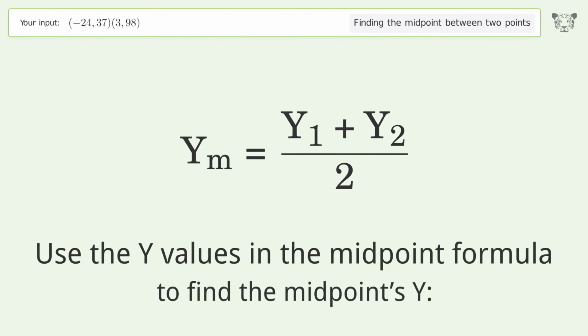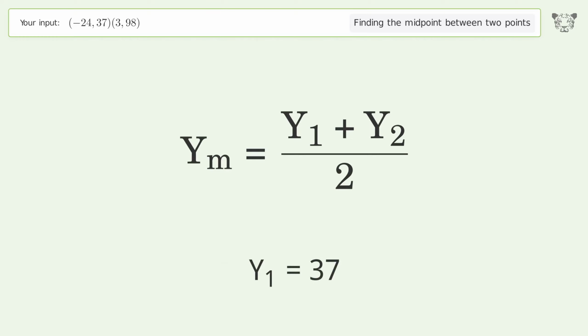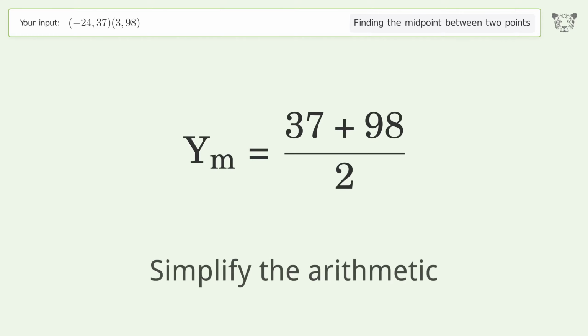Use the y values in the midpoint formula to find the midpoint's y. y1 equals 37. y2 equals 98. Simplify the arithmetic.